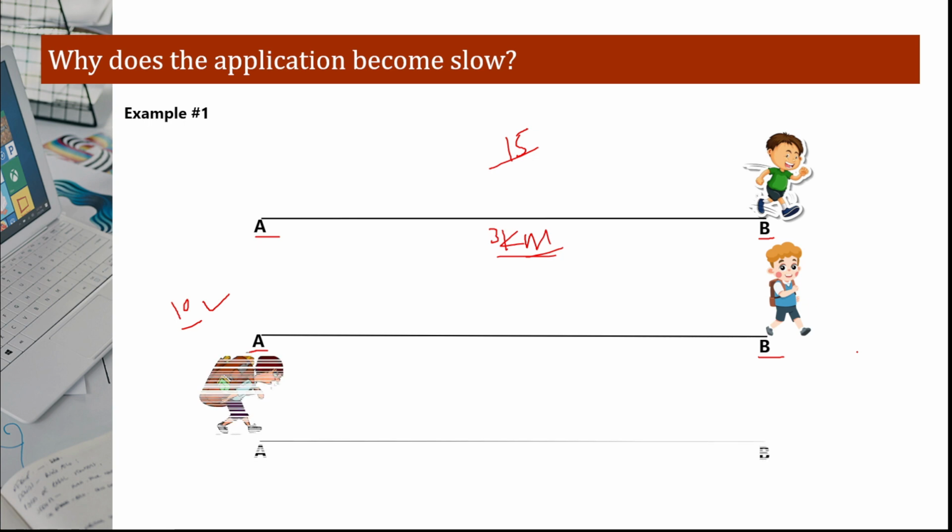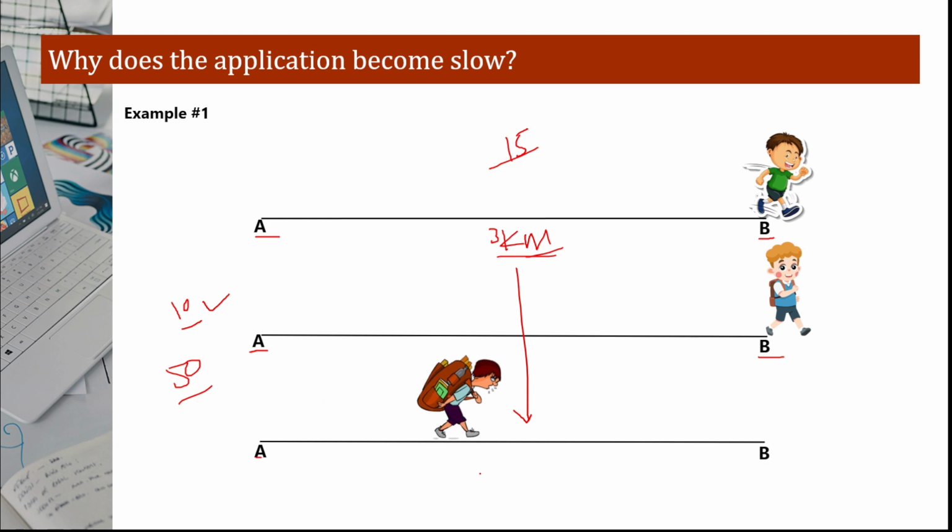Now let's take a third example where you have to carry a bag of 50 or 60 kgs. Now you have to go from point A to point B with that bag, and again the distance is the same, 3 kilometers. Is it possible for you to reach from point A to point B? Maybe some people can say yes, it is possible. But if I ask, is it possible for you to reach in 15 minutes?